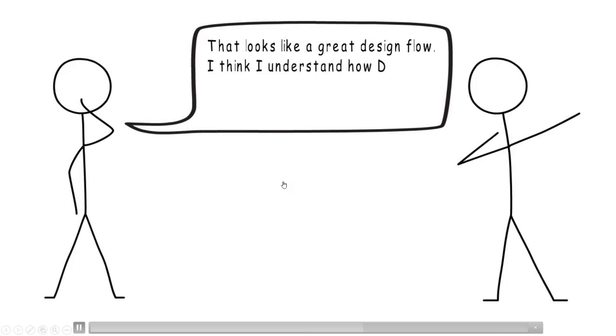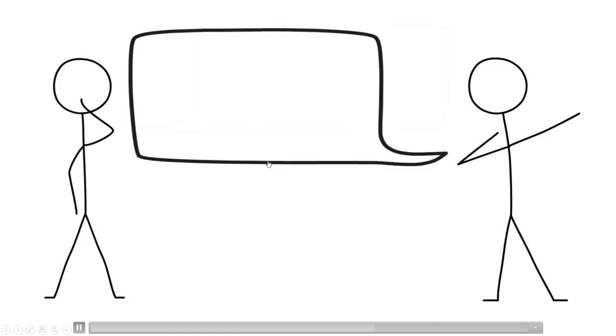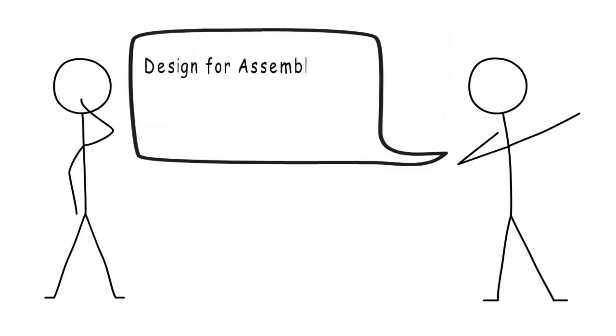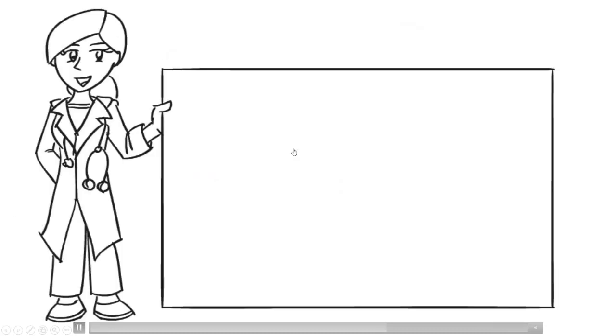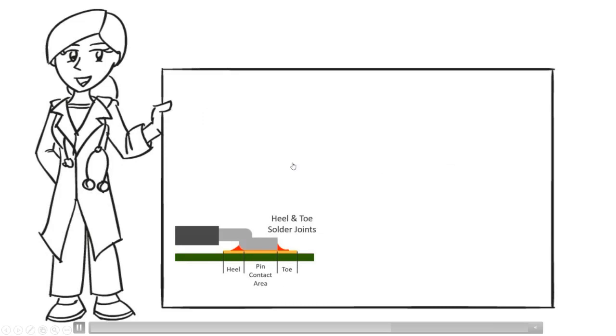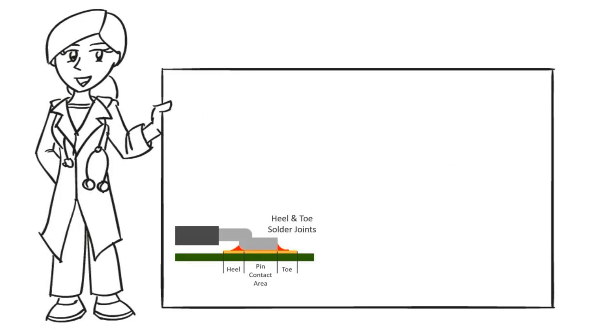So this design flow looks pretty good, and I think I understand the DFM side of stuff, but how does the DFA side of things work? Well, as PCB designers, we all understand the fabrication side of it. Many of us don't understand the assembly side. It works actually very much like the fabrication side.